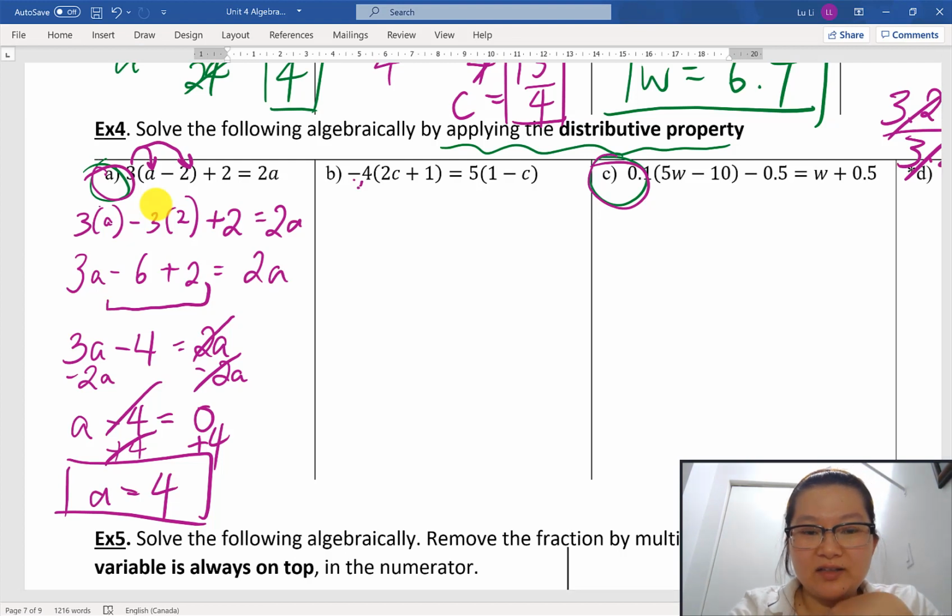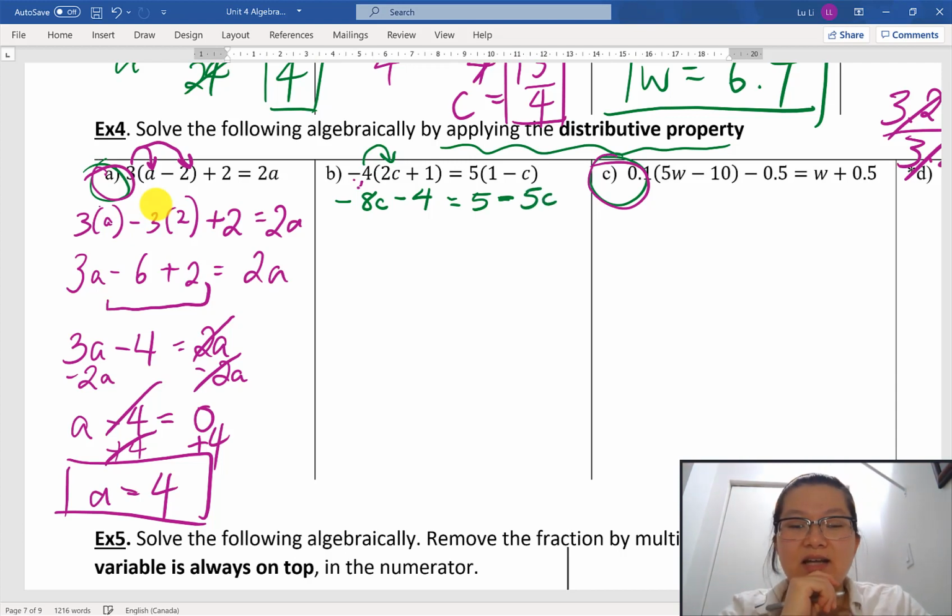So again, I'm going to apply the distributive property here so that I don't have to deal with fractions. Negative 2 times 2c: negative 4 times 2 is going to give me negative 8. Don't forget the c, I need that as well. Negative 4 times positive 1 is going to give me negative 4. Don't forget the negatives. This is equal to 5 times 1 is 5. And then 5 times negative c, don't forget the negative there. 5 times c gives me 5c, just like that.